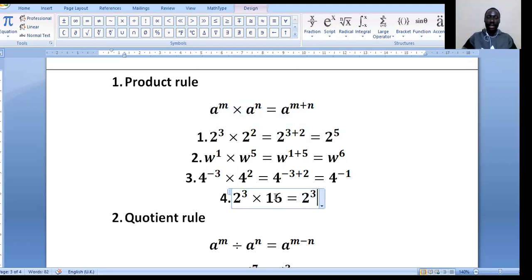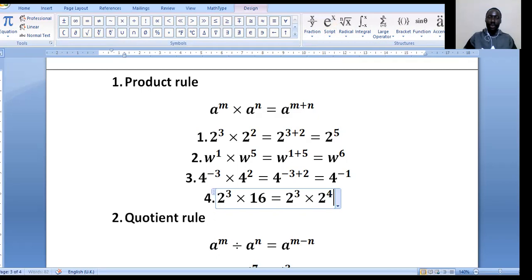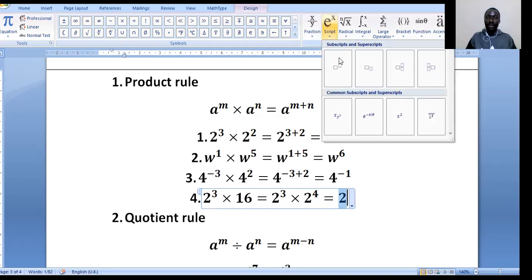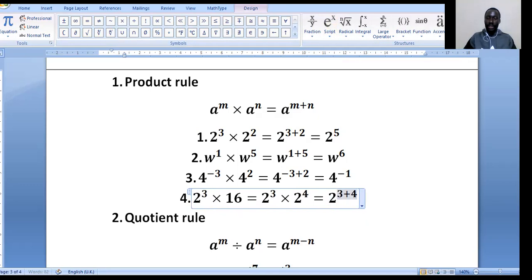And how do we do that? Well, we'll be having 2 exponent 3 times 2 exponent what? Times 2 exponent 4. Because 2 exponent 4 is 16, we'll get 2 with exponent of 3 added to 4. That is 3 added to 4, so that we get 2 exponent 7. That's how you would simplify that.